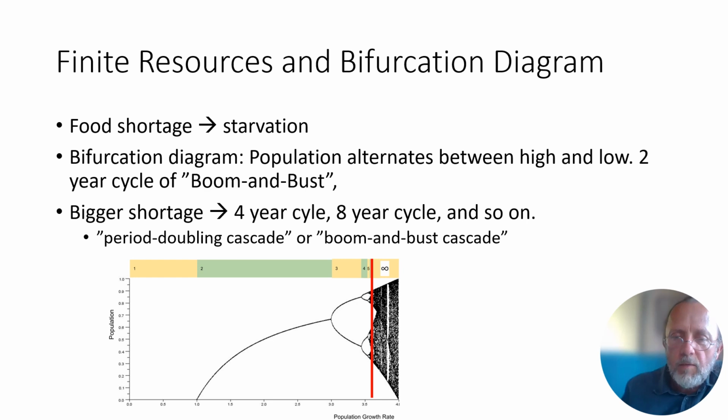If you get a bigger shortage, if you get a more lively population, more fit for the ecosystem, then you get a 4-year cycle, and then an 8-year cycle, and so on. And this is called a cascade of events. It's called a period-doubling cascade, or a boom and bust cascade.